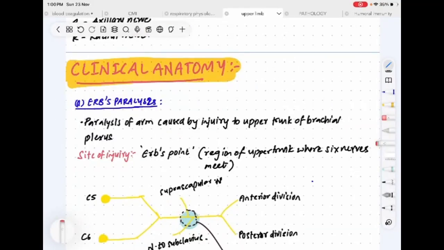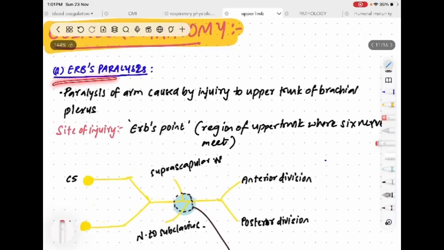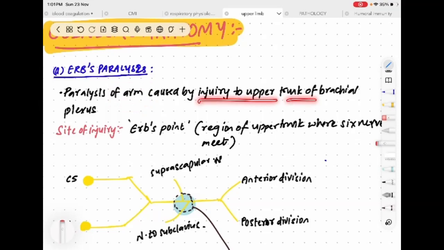Now we are going to talk about the clinical anatomy of brachial plexus. In clinical anatomy of brachial plexus, we will be studying two major paralyses, that is Erb's paralysis and Klumpke's paralysis. These two are the major important clinical anatomy of brachial plexus. We will be studying it in detail. First, Erb's paralysis. It is the paralysis of arm, caused by injury to upper trunk of brachial plexus. So if there is an injury to the upper trunk, we can manifest this Erb's paralysis.